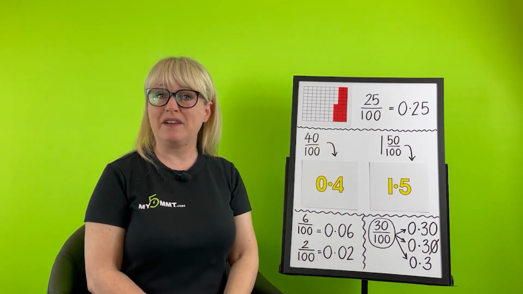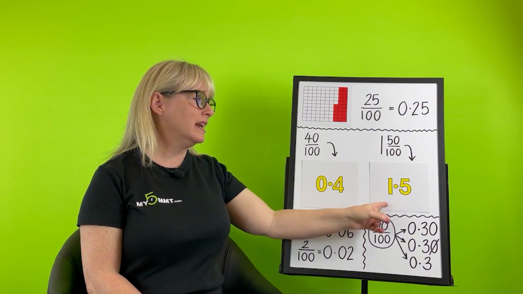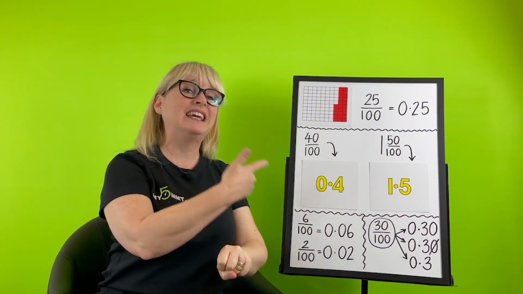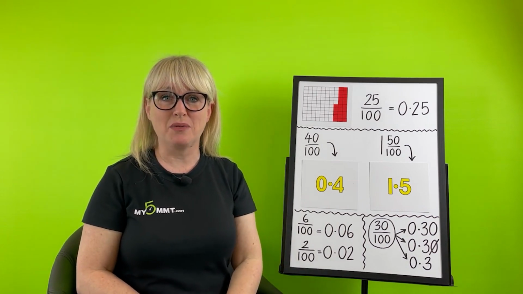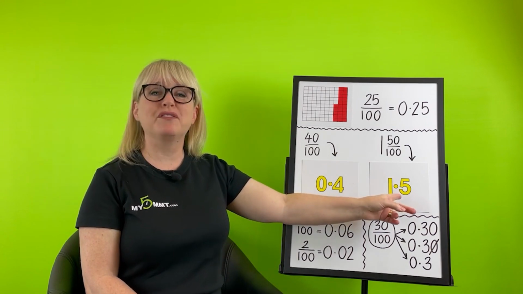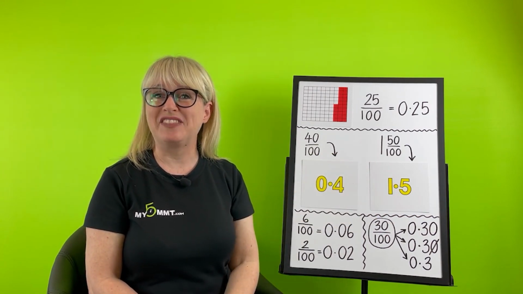Let's have a look at another example where we have one complete whole and 50 out of 100. Well, we do have a complete whole, so we put a 1 on the whole side, separated by the decimal point, and on the other side are the parts of a whole. There's 50 out of 100, but we only need to write the 5. We don't need the 0 at the end.